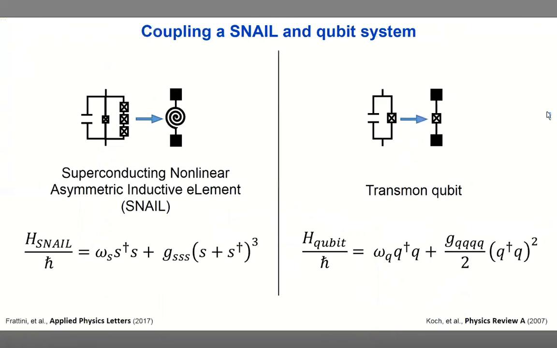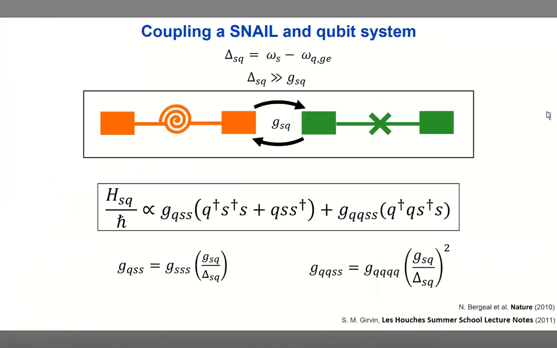The snail on its own has third-order Hamiltonian terms, and the transmon qubit that we all know has fourth-order terms. If I capacitively couple the two, they become weakly hybridized, and in that hybridization, I get third and fourth-order Hamiltonian terms shared between the snail and the qubit.